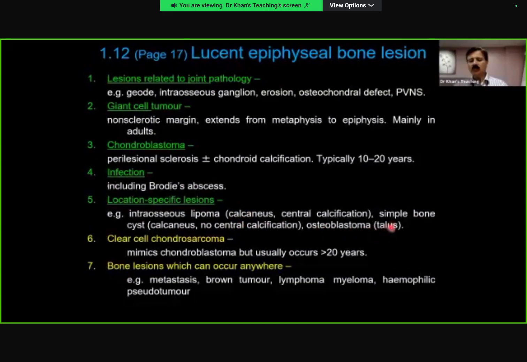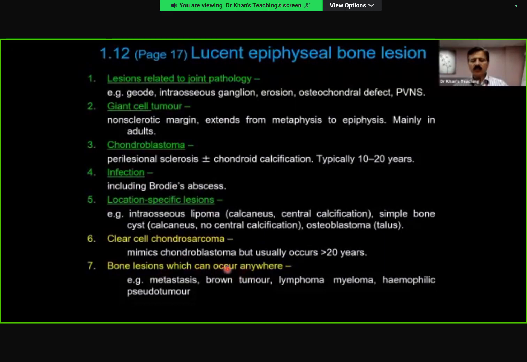Osteoblastoma, classical location talus. So at times osteoblastoma can occur in the talus also. I've not shown you till now. I'll show you in the next chapter. This is a rare tumor, clear cell chondrosarcoma, I believe beyond 2B level. These things are extremely important.